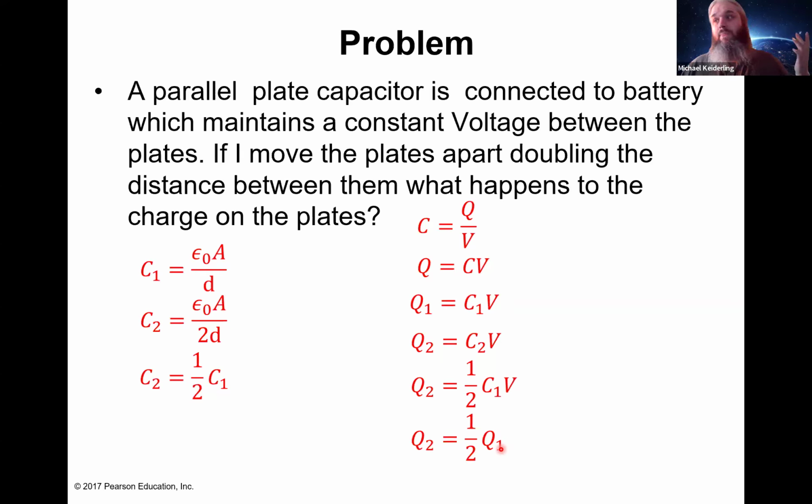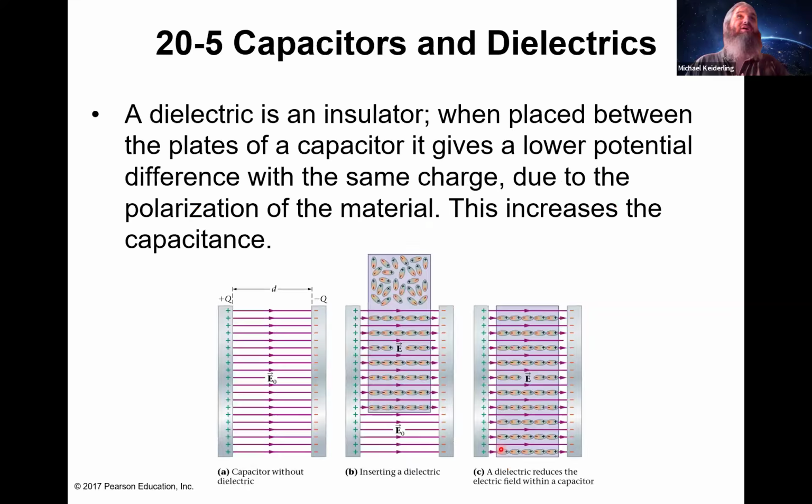Now, this is the simplest capacitor. It's just parallel plates with nothing in between. However, it's possible to improve capacitors by putting a dielectric in between the plates. So a dielectric is an insulator, but it's an insulator that can be slightly polarized in the direction of an electric field. So it has charges in it that can move a little bit in an electric field and can become polarized.